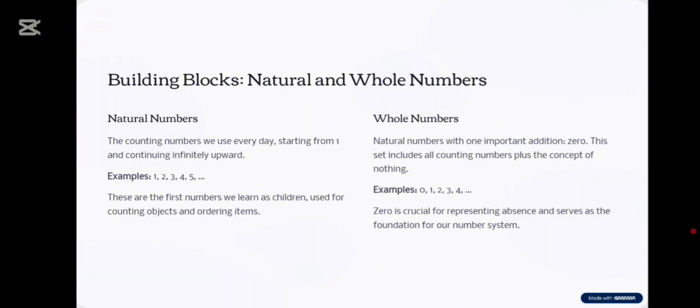So 0 going upwards. 0 is crucial for representing absence and serves as the foundation for our number system. It shows nothing. So those numbers which start from 0 going upwards are called whole numbers. I hope we get the difference between natural numbers and whole numbers. I paired these two so that we get the difference, because most students mix up these two types of numbers.